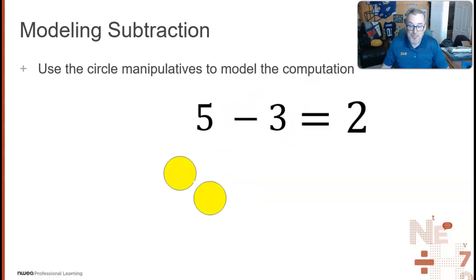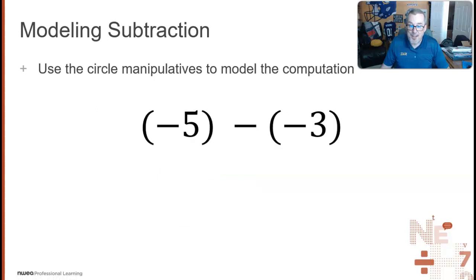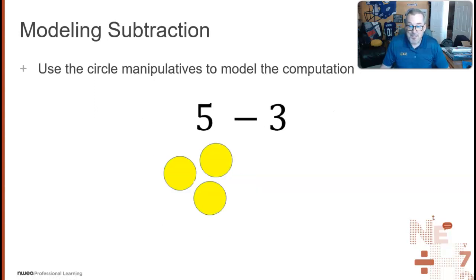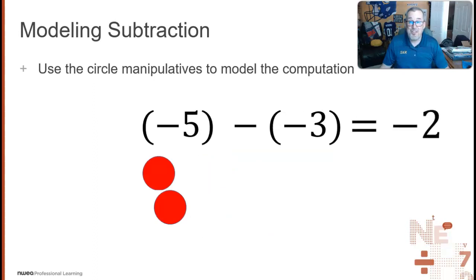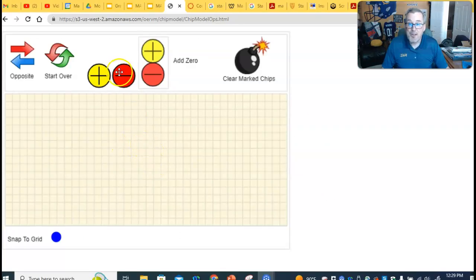Now, cognitively speaking, 5 minus 3 and negative 5 minus negative 3 are the same. The only difference is, are we talking about yellow chips or are we talking about red chips? Other than that, it's the same story. Hey, pause the video, go to the virtual manipulatives, play with this for a moment, please. Do you see how thinking can play a role here?